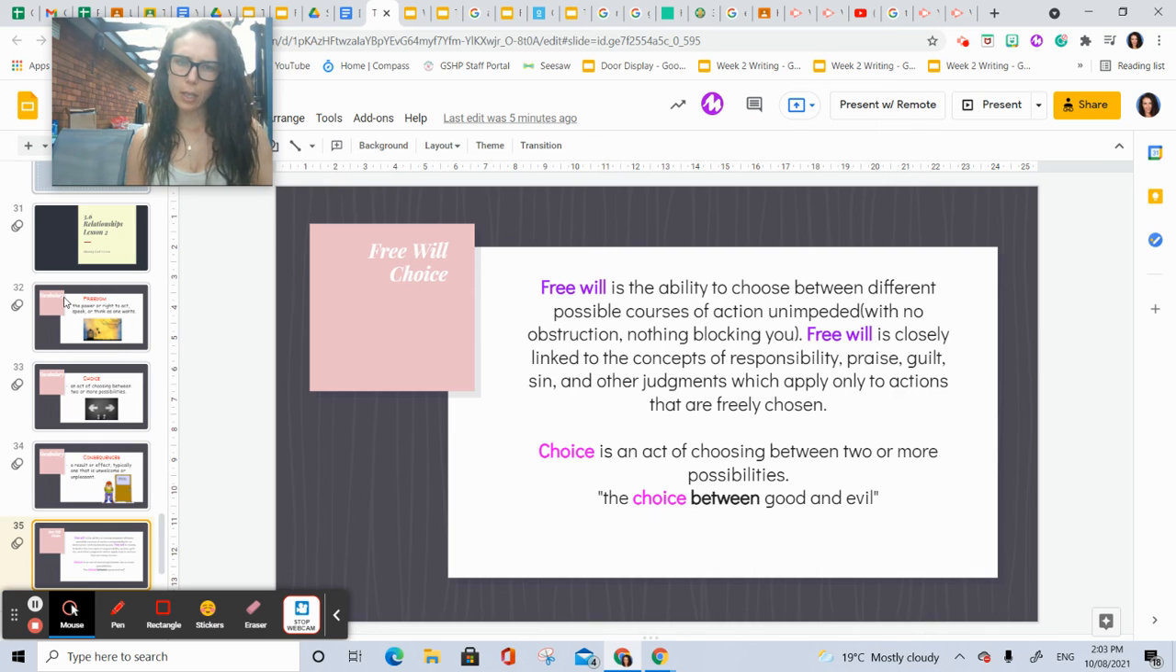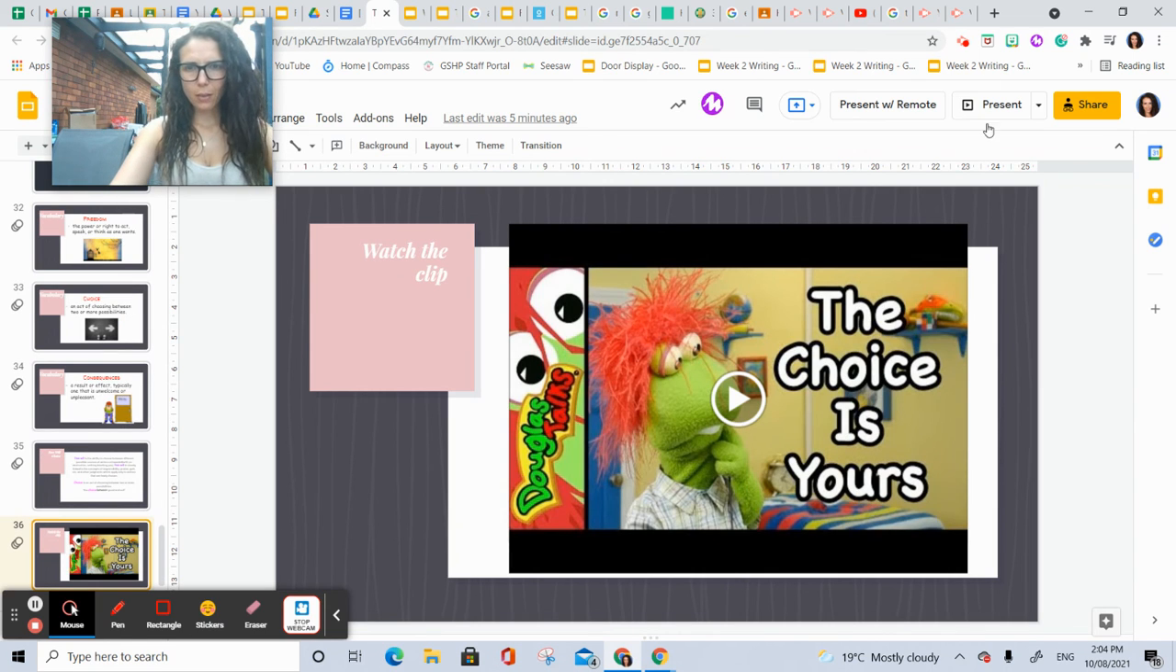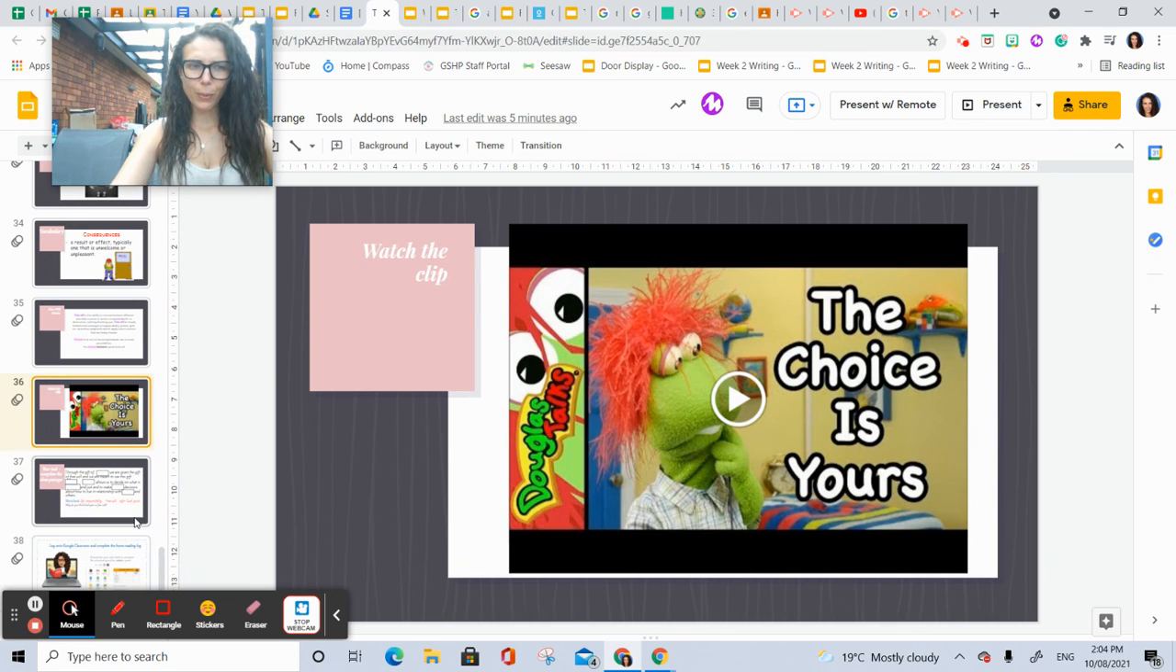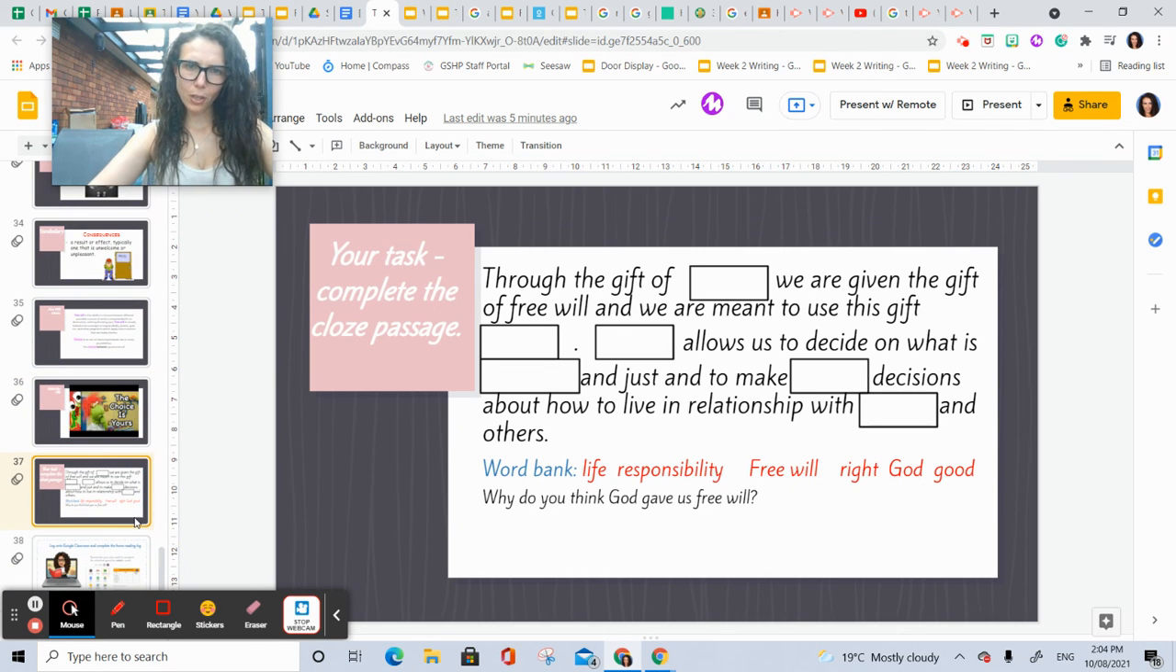Free will is closely linked to the concept of responsibility, praise, guilt, sin, and other judgments. So basically, just to summarize that, because there are a few big words there, free will just means having the ability to choose, okay, between one and another. And God gave us a lot of options, and He's encouraging us to choose more, obviously, what is good than what is not good. Here is a really good clip that I found that actually helps understand choices a little bit more. After you've listened to that, I want you to complete this. This is the word bank: life, responsibility, free will, right, God, and good.